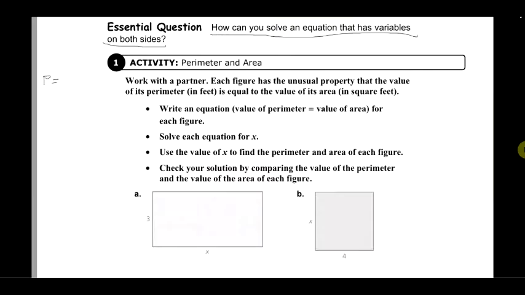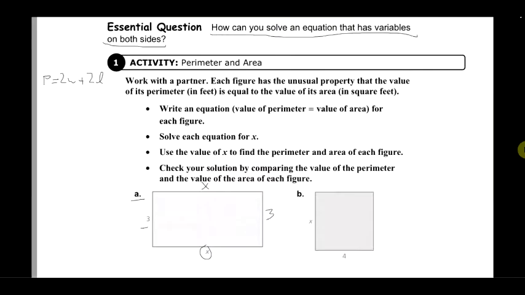Now let's see. If we were to, say, do the perimeter of letter A here, we know that we would have to add up the width and the length, and then we'd have to add up the width again, which would be 3, and then we'd have to add again the length, which would be x. So that we know for a rectangle, we have 2 widths, and we add that to 2 of the lengths, and that gives us our perimeter.